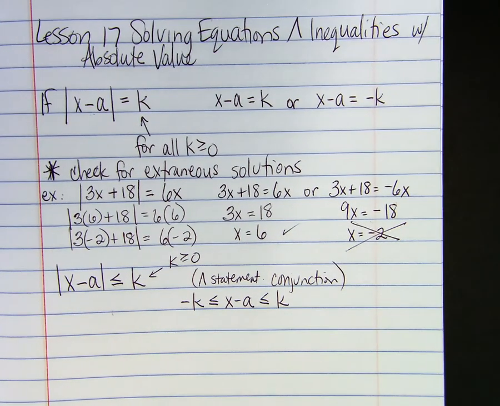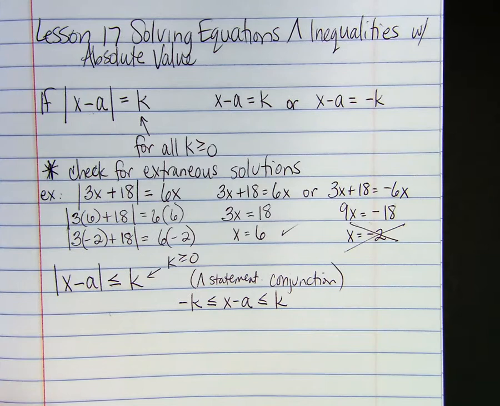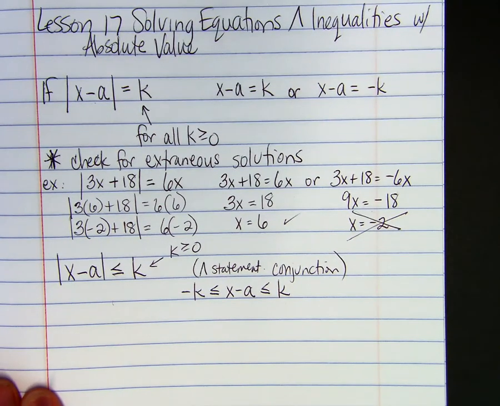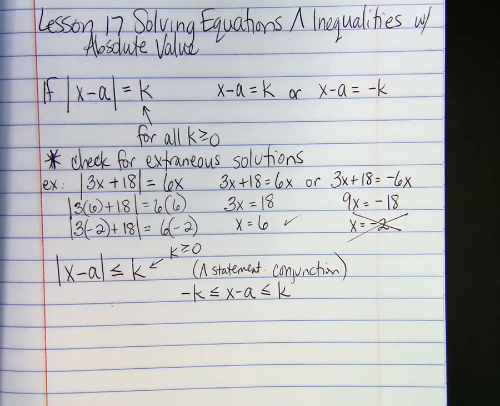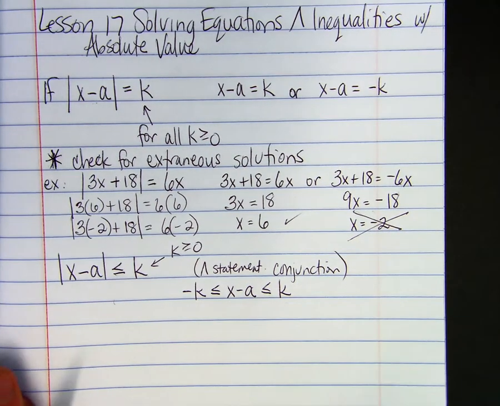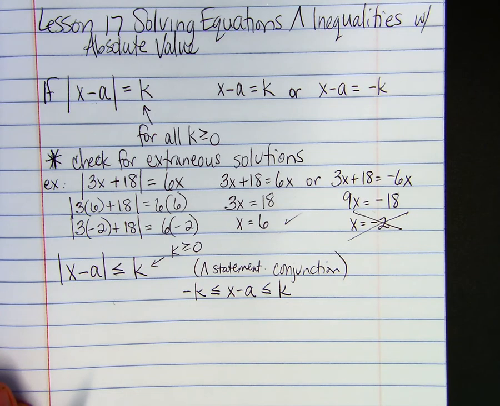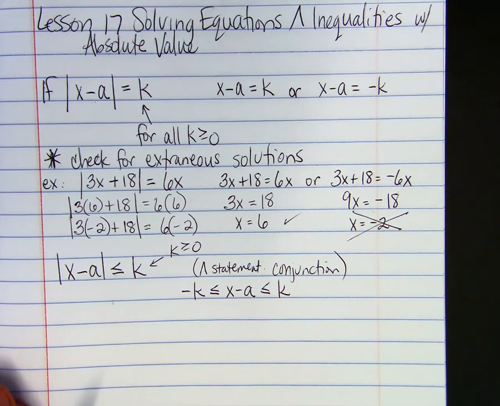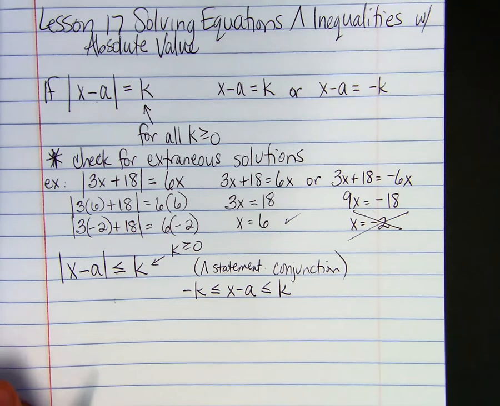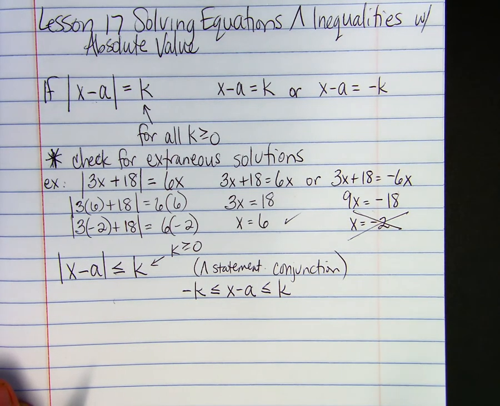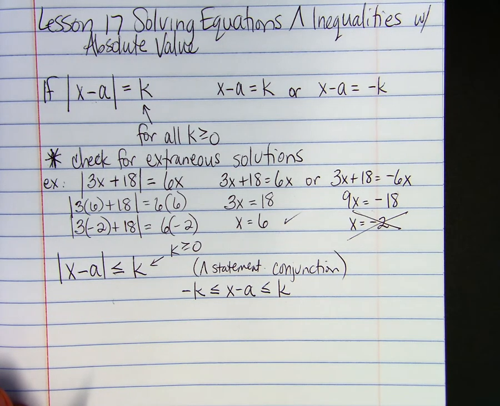If you think about absolute value as a distance from 0, if the distance is less than a number, then we're talking between the negative and the positive of that number. So for instance, if the distance is less than or equal to 3, then we're looking on the number line from negative 3 to 3. All that distance within there will be less than or equal to 3 from 0.